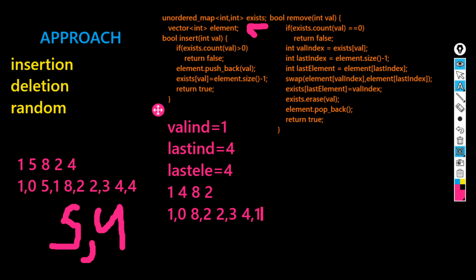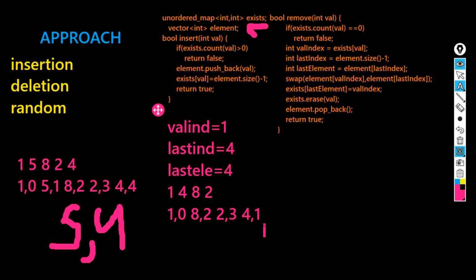Now why have we changed this? Because we have placed the 4 at the place of 5. Here we had 5 before only. We have placed 4 at the place of 5, so we must change its index also. So here 5 had index 1, so here also I have replaced 4 with index 1. So simply I have done this.